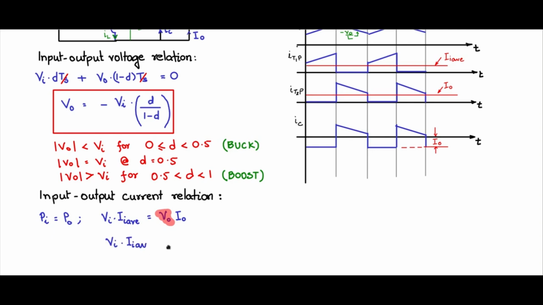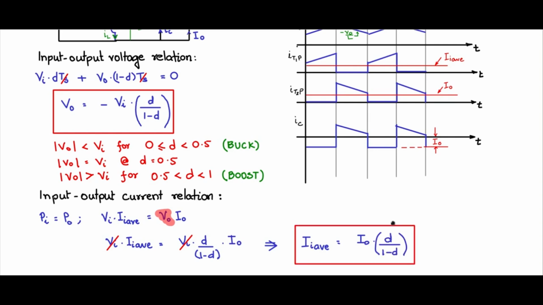I will use that equation from the amp second balance relation. Vi into II average is equal to, I will only bother about the magnitude, Vi d by 1 minus d into I naught. So let me remove these two parts, Vi and Vi, and simplifying you get II average is equal to I naught into d by 1 minus d, and this is the input output current relationship for the buck boost converter.